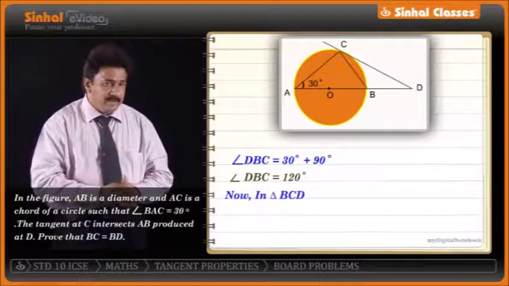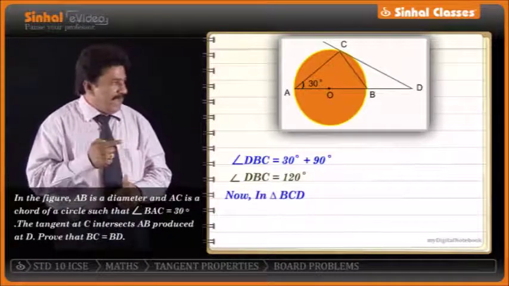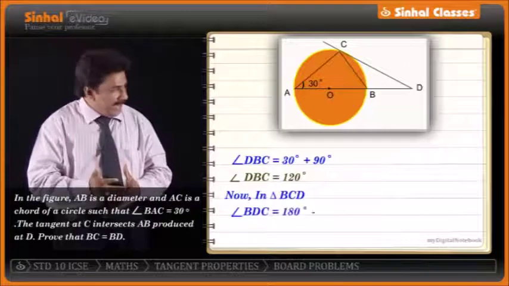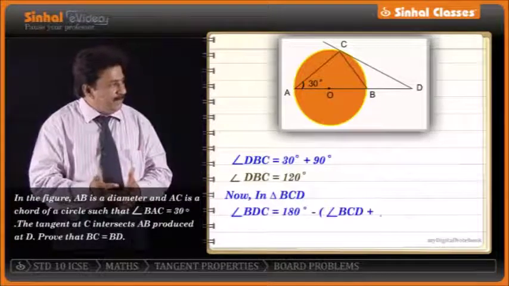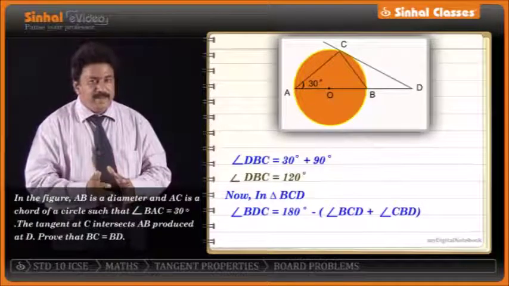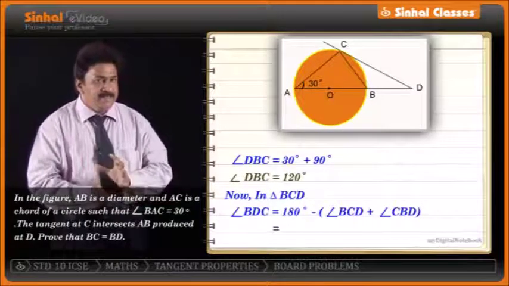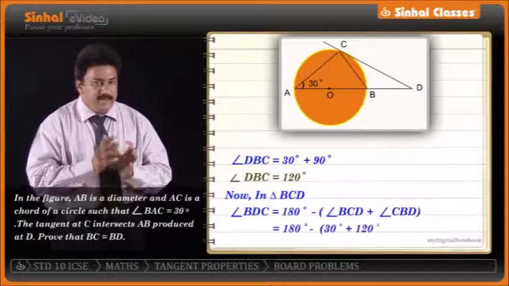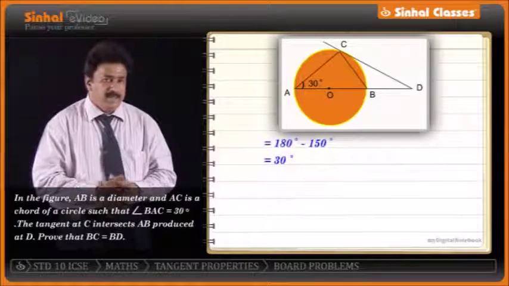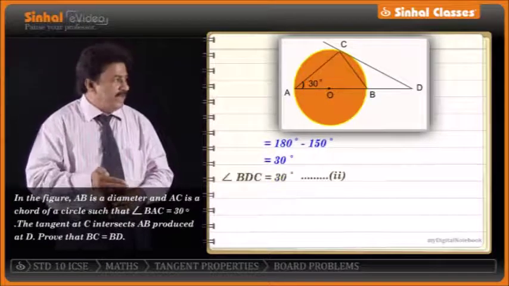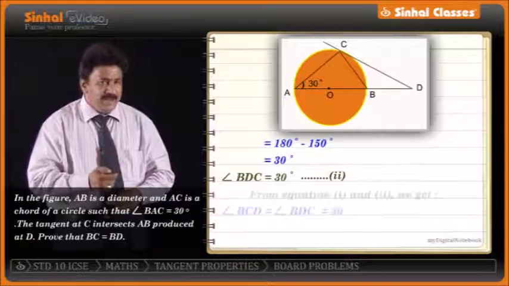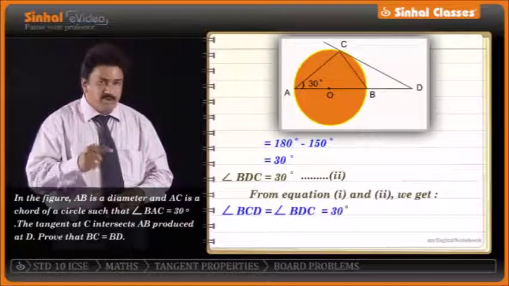We have to find the third one. Angle BDC is 180 minus (angle BCD plus angle CBD). That is 180 minus (30 degrees plus 120 degrees), that is 180 minus 150 degrees, which comes to 30 degrees. So 30 degrees is the measurement of angle BDC.